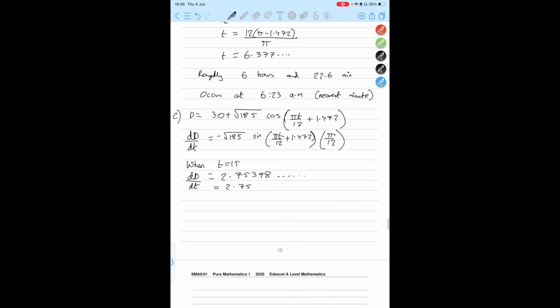So I don't have to write the units. So I can say K equals 2.75 to 3 s.f. Hopefully that makes sense. All we had to do there was just take the derivative of our function and set t equal to 15, because it's at 3 p.m., so it's been 15 hours since midnight.